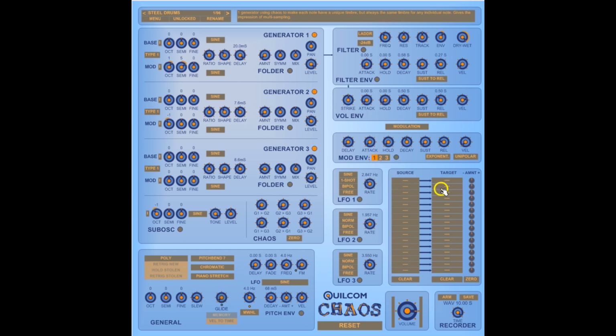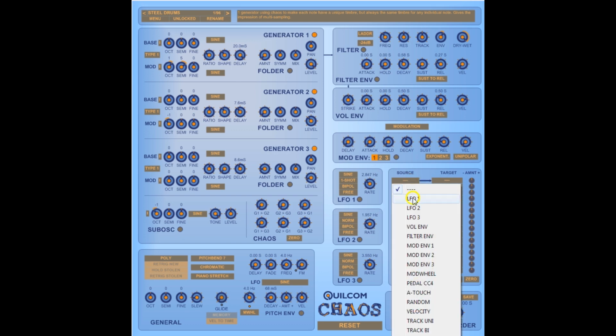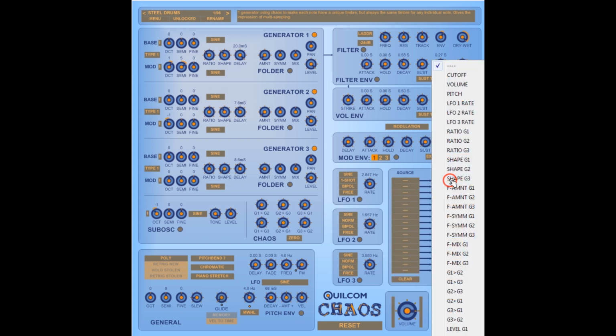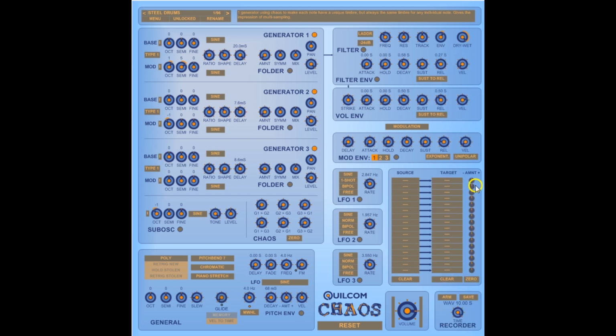This is the modulation matrix, which you won't be surprised to hear. Source, we have various sources, not just these modules here, but mod wheel, aftertouch, the random, velocity, tracking, etc. And here we have a large range of targets, you won't see all of that on your screen. So a lot of things can be modulated, especially on the generators. These little knobs here are bipolar, and that sets the amount of modulation in either direction.